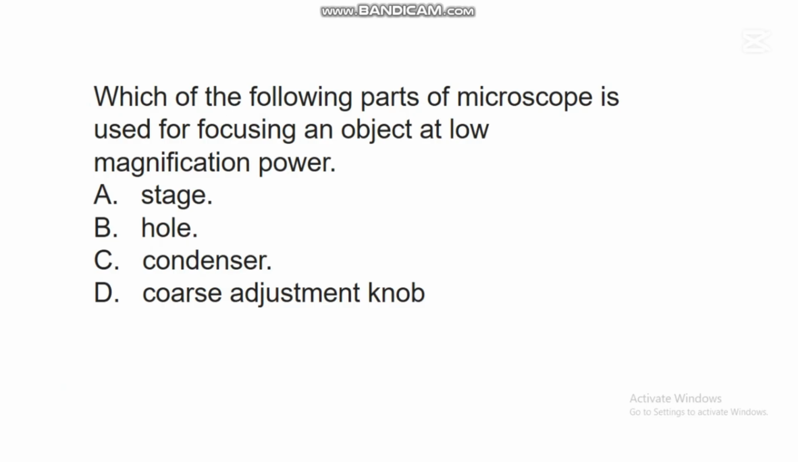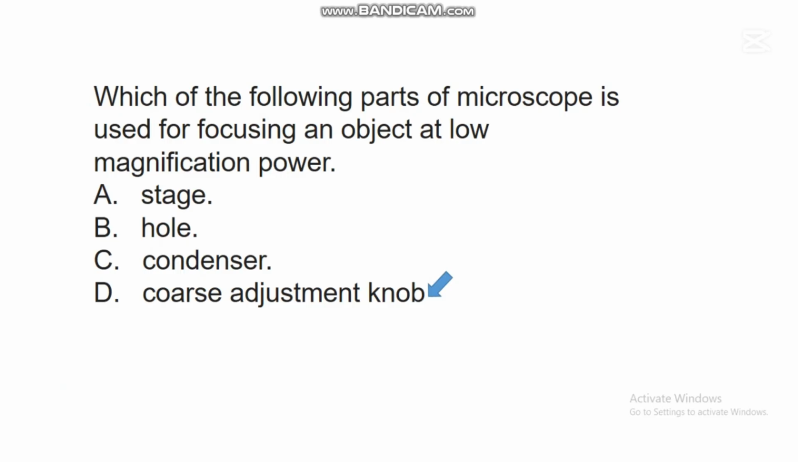The next question says, which of the following parts of microscope is used for focusing an object at low magnification power? A. Stage. B. Hole. C. Condenser. D. Coarse adjustment knob. In this question, the correct answer is D. Coarse adjustment knob. This part known as coarse adjustment knob is the part of a microscope that is used for focusing an object at low magnification power.